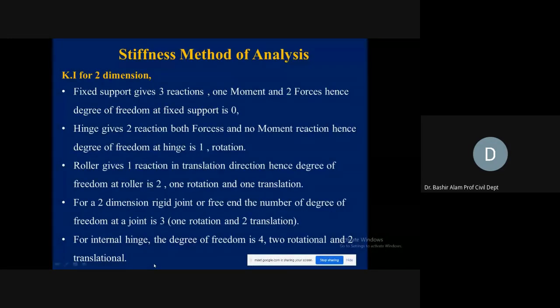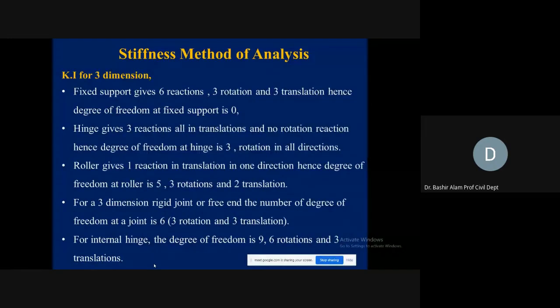Next slide, we will be discussing the 3-dimensional case. So, kinematic indeterminacy for 3-dimensional. Fixed support gives 6 reactions, meaning 3 moments and 3 translations. 3 will be in 3 dimensions. So hence the degree of freedom at a fixed support is 0.